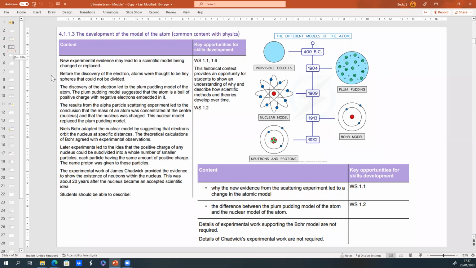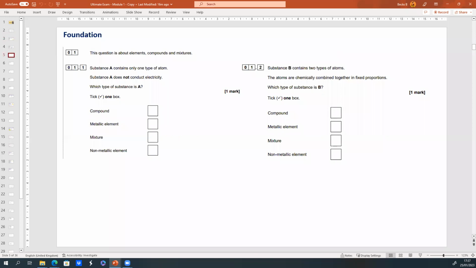Okay, let's jump in. I don't know why this won't let me change slides. Okay, so we're going to start with some of the more straightforward questions. Sorry, I was just checking them when it says substance B contains 2 types of atoms. I thought I'd chopped off a picture, but I haven't.